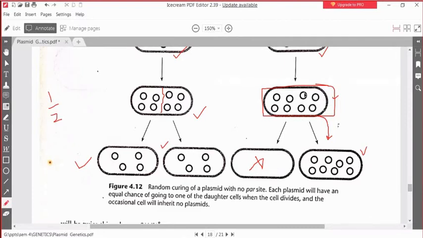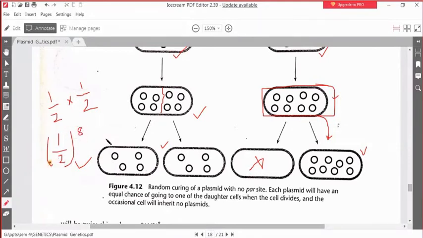What is the probability that the second plasmid will go to only one cell, not the left one, but to the right one? Again, half, because the progeny cells are 2. So in this way, if there are 8 copies of the plasmid, what is the probability that all the plasmids will go to only one cell, not the other? The answer will be 1 by 2 to the power of 8.